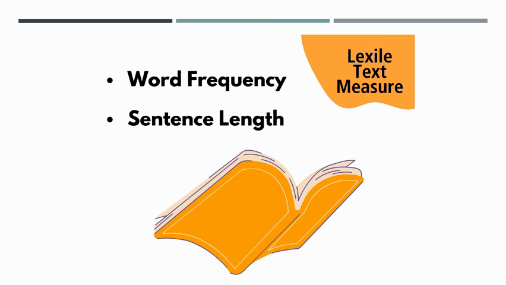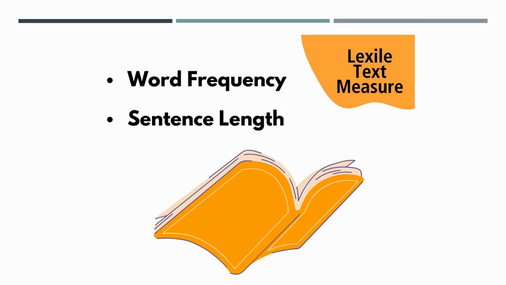Now let's talk about the text Lexile levels. Lexile levels are grounded in research that links cognitive processing with text complexity. The development of the Lexile framework was based on decades of reading research that examined how students interact with text and how various linguistic features contribute to text difficulty. The two factors used to determine the text Lexile level are word frequency and sentence length.